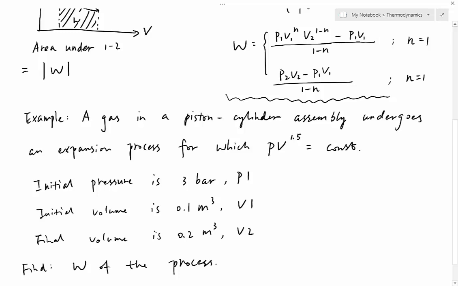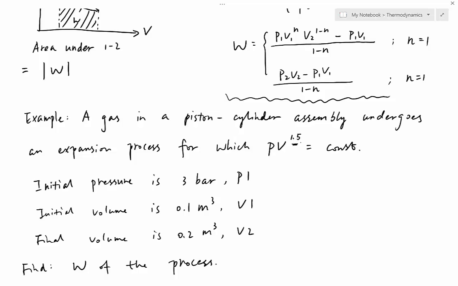P1, do we have P1? Yes, given. Do we have V1? Yes, given. Do we have V2? Given. Do we have an index n? Yes, index n is given, 1.5. So we have all 4 unknowns if we choose option number 1. That means we just need to do plug and chug, and then we can find a solution to work.